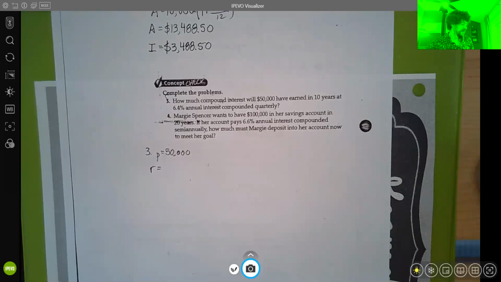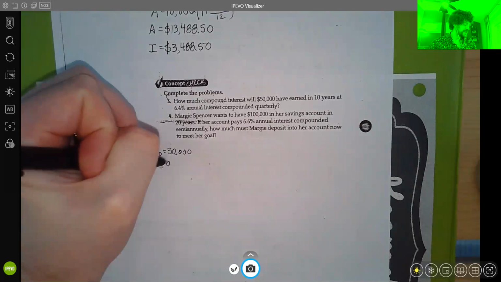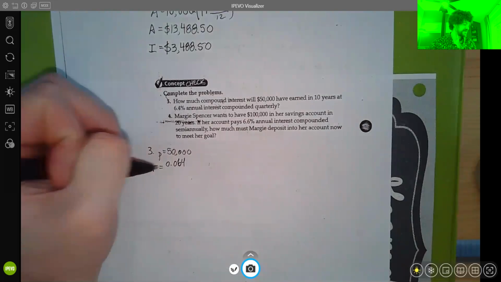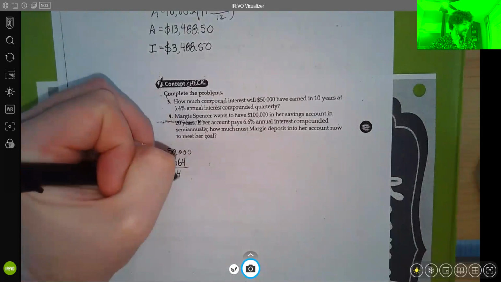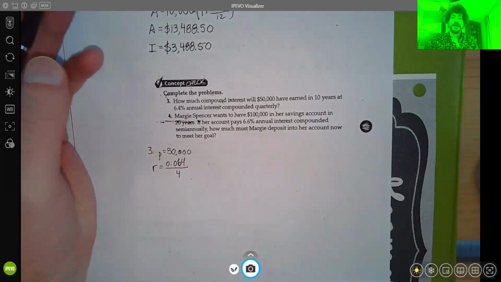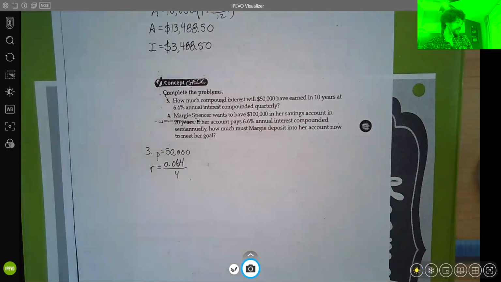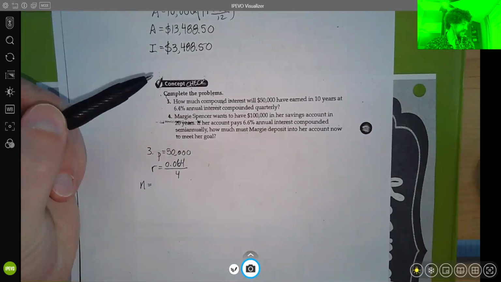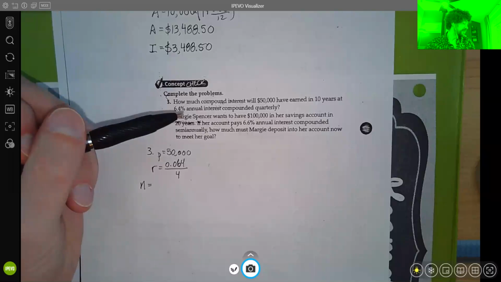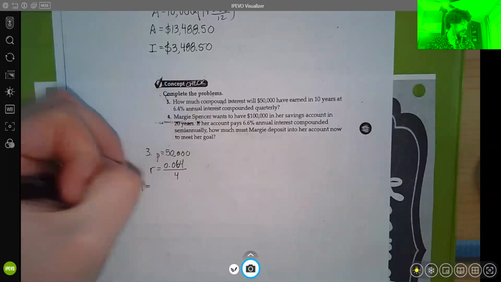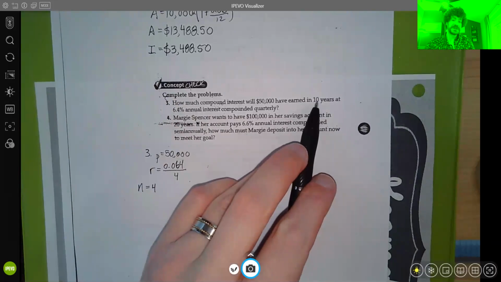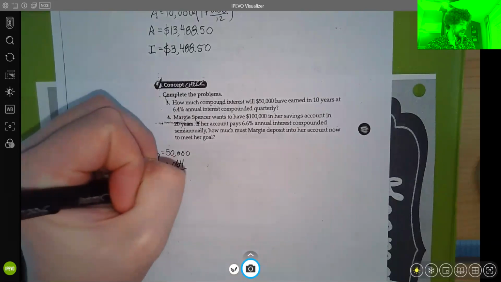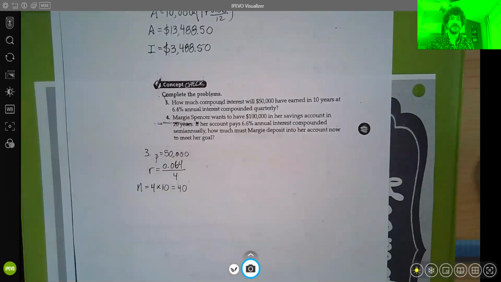Excellent. Okay. So r equals the rate, 0.064, 6.4% divided by compounded quarterly, 4. Now we're talking about a total of 10 years here. So the N, the total number of compounding periods, is going to be 4 times per year, so 4 multiplied by 10 years. So 4 times a year for 10 years means that N, our exponent value, is going to be equal to 40.